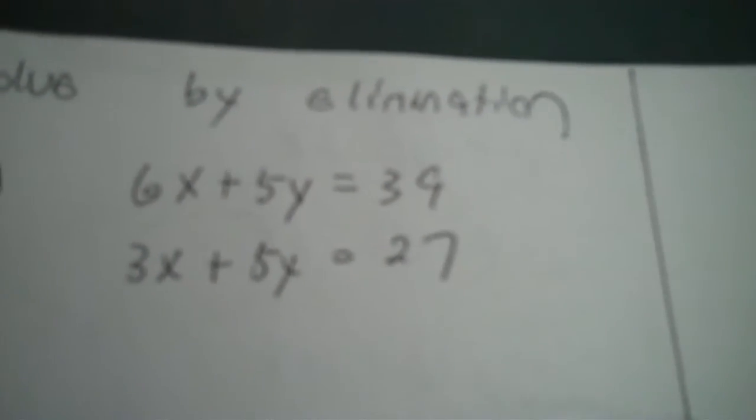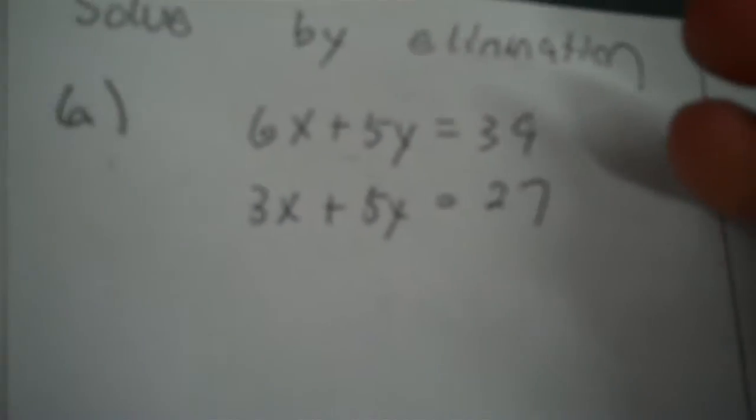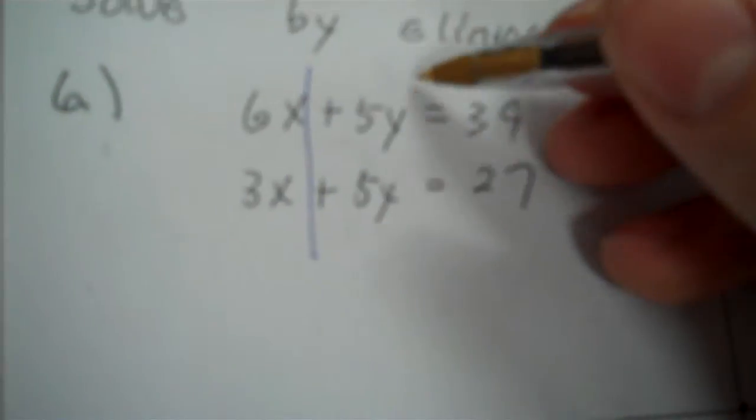Okay, now number 6, solved by elimination. We have 6x plus 5y equals 39, and then we have 3x plus 5y equals 27. So I don't have a base. You don't have a letter by itself, so if you don't have a base, you draw these columns, okay? Put addition signs. Now, 6 plus 3 is 9. 5 plus 5 is 10.